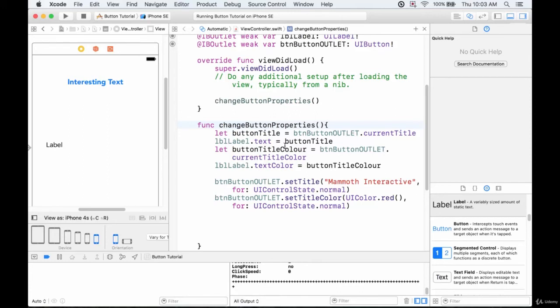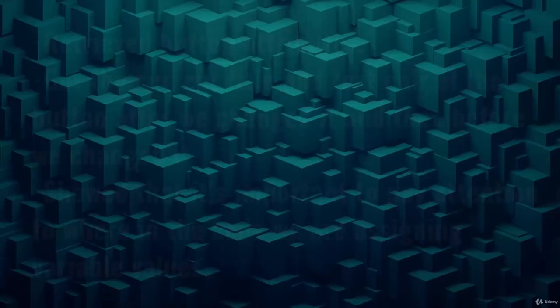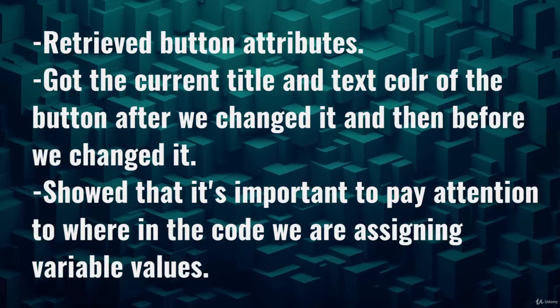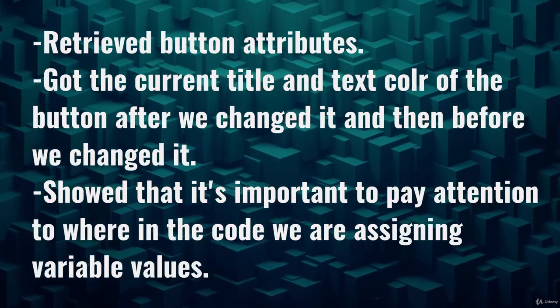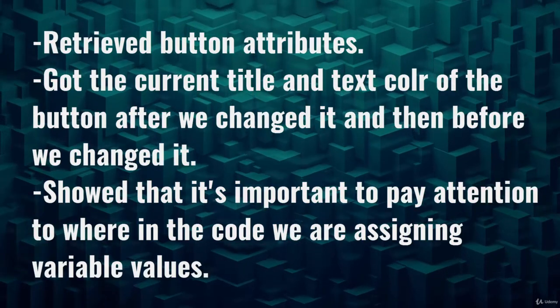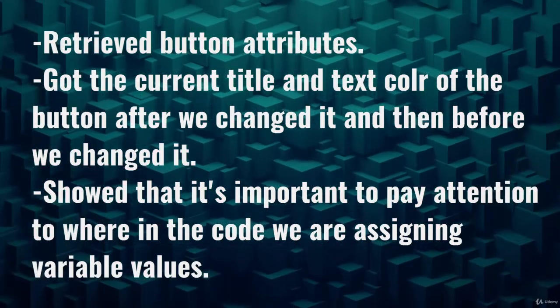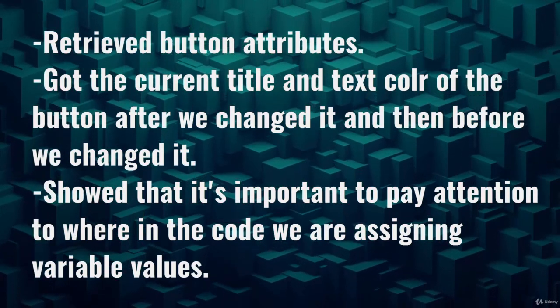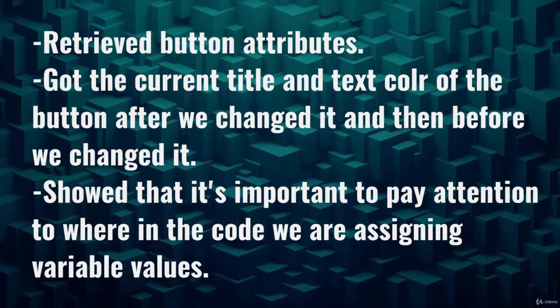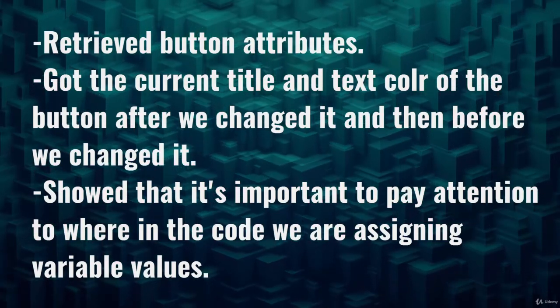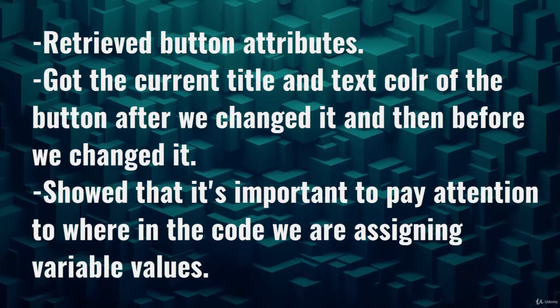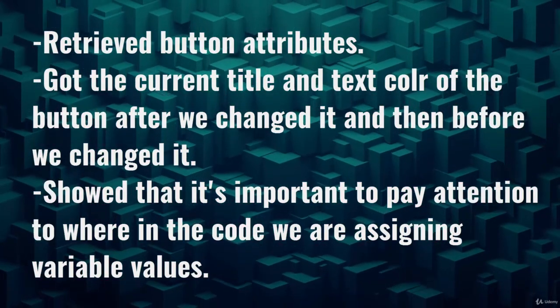Okay, so this next part will be looking at actually handling some button press events. So this part of our tutorial just looked at retrieving button attributes. The previous part looked at how to set them, this looked at how to get them. So what we did is we got the current title and the text color of the button. First we looked at after we changed it, and then before we changed it. So we had our two set functions, and we first looked at retrieving the color and the text after we reset them, so we saw that it was red and it contained Mammoth Interactive, and then before we changed them we saw that it was blue and contained "interesting text".